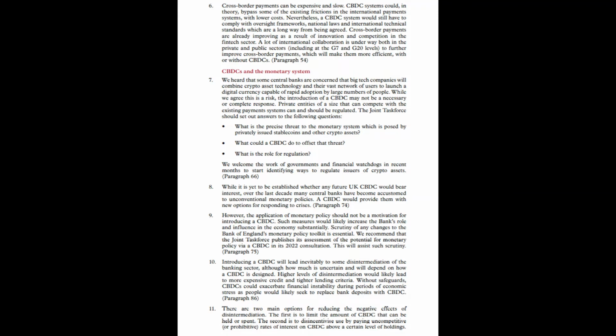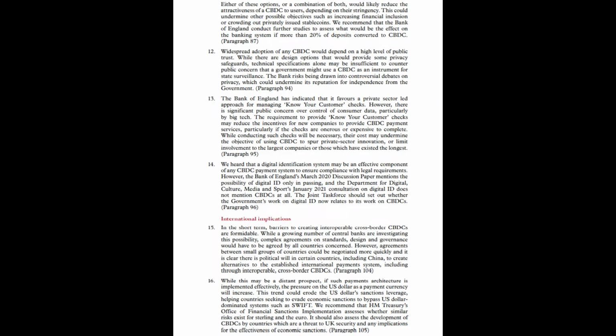There are two main options for reducing the negative effects of disintermediation. The first is to limit the amount of CBDC that can be held or spent. The second is to disincentivize use by paying uncompetitive or prohibitive interest rates on CBDCs above a certain level of holdings. Either of these options, or a combination of both, would likely reduce the attractiveness of CBDCs to users, depending on their stringency. This could undermine other possible objectives, such as increasing financial inclusion or crowding out privately issued stablecoins.